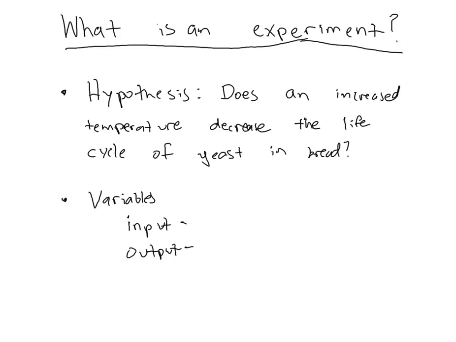We'll briefly describe what an experiment is and how we'll conduct one. The first thing we want to form, based on our choice of gardening or composting or adobe, is some sort of hypothesis based on our research. We'll use the example of: does an increased temperature decrease the life cycle of yeast in bread?